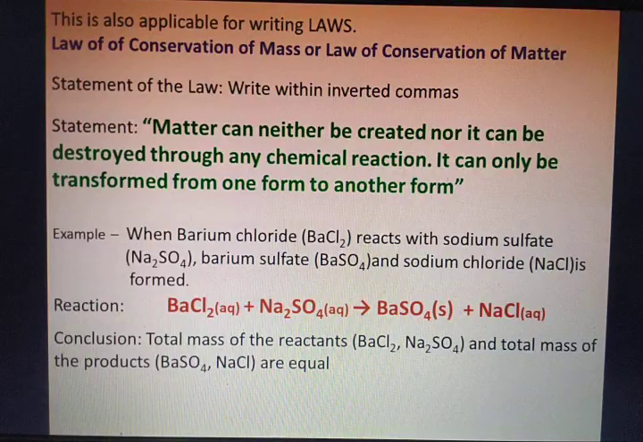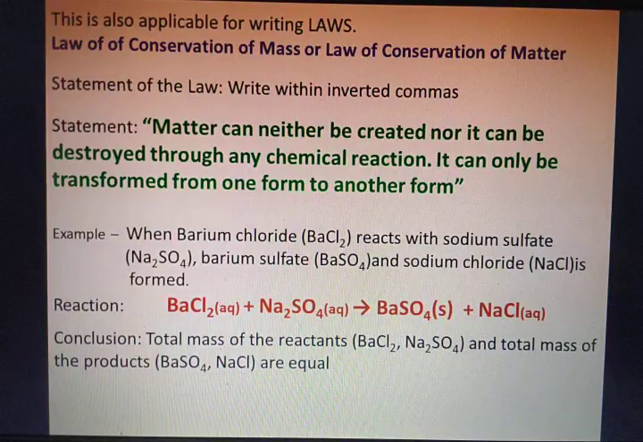So, what's the conclusion? The total mass of the reactants and the total mass of the products are equal. That's the conclusion. Now you may ask, sir, do we have to write so much? No, you don't. For example, define law of conservation of mass, 1 mark. You will just write the statement of the law of conservation of mass, or law of conservation of matter.